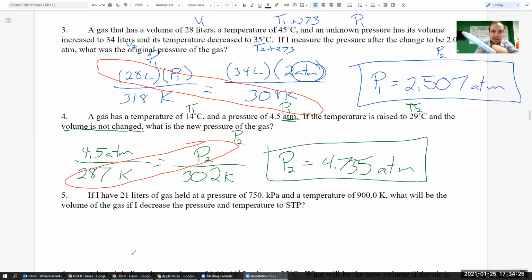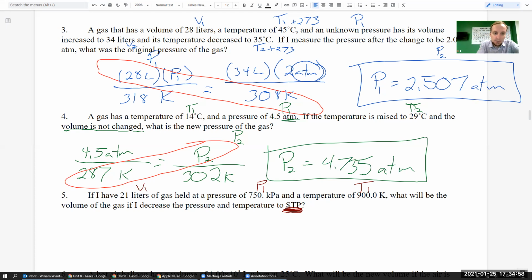All right, the next one, it says, if I have 21 liters of gas held at a pressure of this, so that's P1, this is V1, and a temperature of this, T1, what will be the volume of the gas if I decrease the pressure and temperature to STP? Remember, standard temperature, standard pressure. There is no standard volume. So guess what we're solving for?